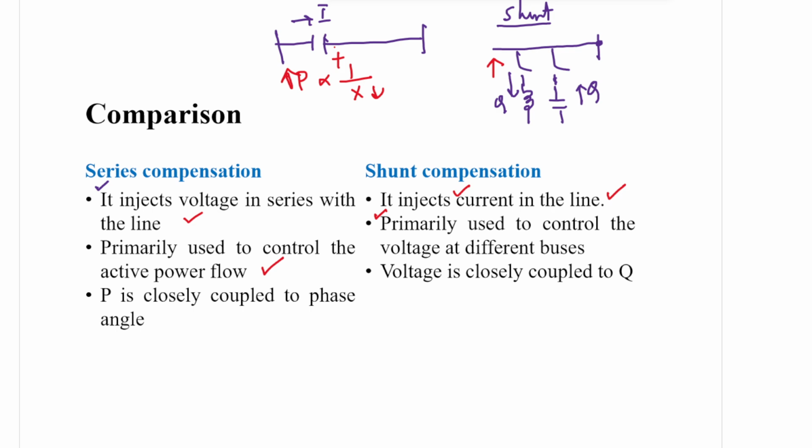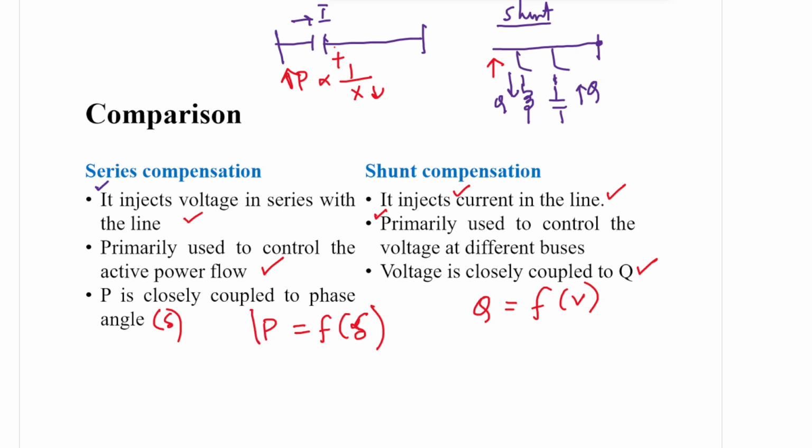Now the third statement I have written is that P is closely coupled with angle. That means P is a very close companion of delta, and Q is a very close companion of V. This statement says that voltage is closely coupled to reactive power Q and P is closely coupled to the phase angle delta.